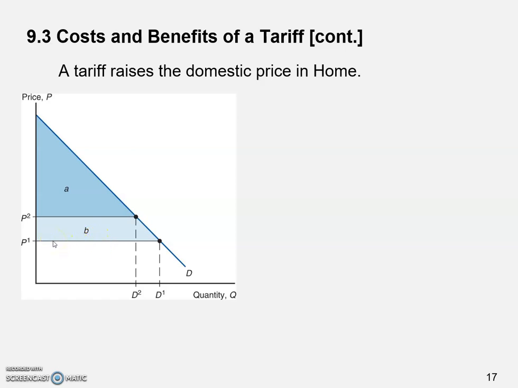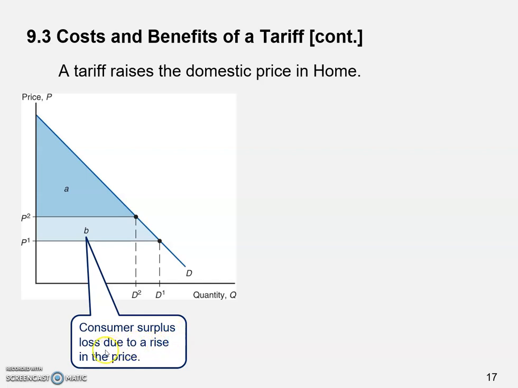Now, because the price is higher due to the tariff, going up from P1 to P2, we find that the consumer surplus decreases. Now it's equal to this smaller triangle A. So we actually find the consumer surplus loss, part B here, due to the rise in the price. This is because, as we said, the price is higher and consumers buy less. So we lose this much consumer surplus.